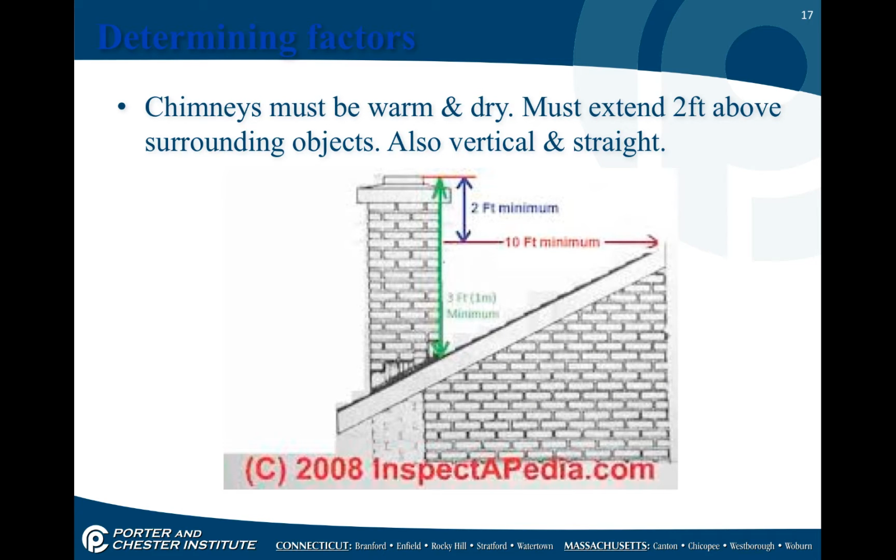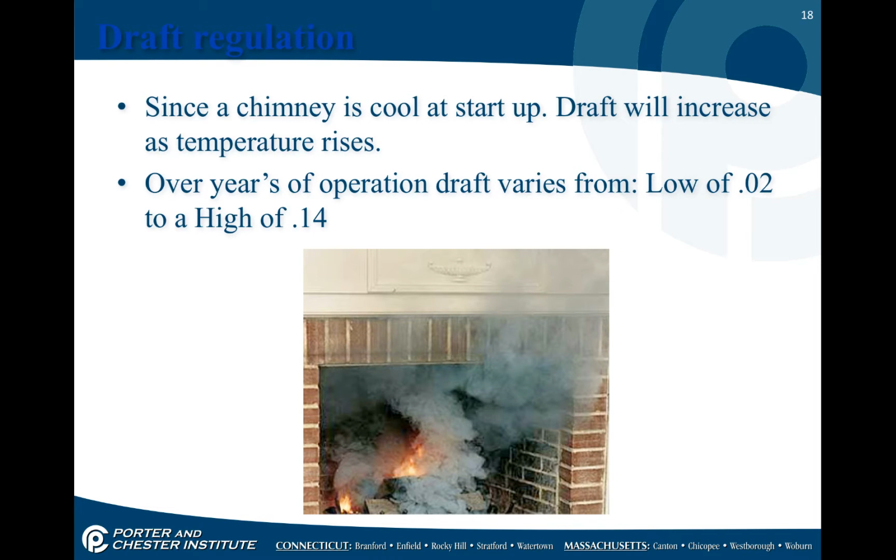Chimneys must be warm and dry. They have to extend 2 feet above the surrounding objects. They also have to be vertical and straight. Since the chimney is cool at startup, the draft will increase as the temperature rises. Okay, and this will vary. Over a year's operation, the draft may be a low of 0.02 and a high of 0.014.